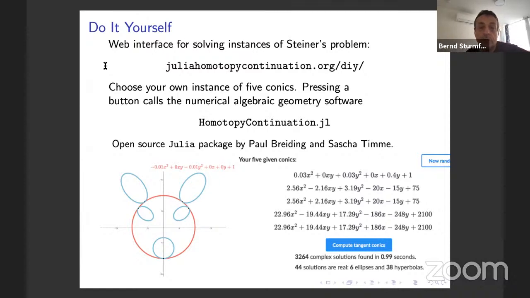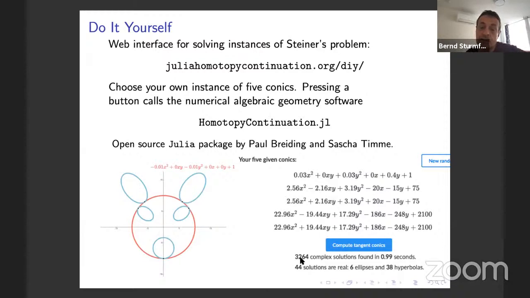So you go to this website, the first thing you do is you choose your own instance of 5 conics, or you ask the system to give you a random instance. It's important to press the button plus 5 times. This fixes the conics. You can change the coefficients. Then you click the dark blue compute button, and then hopefully within a second, the answer comes out.